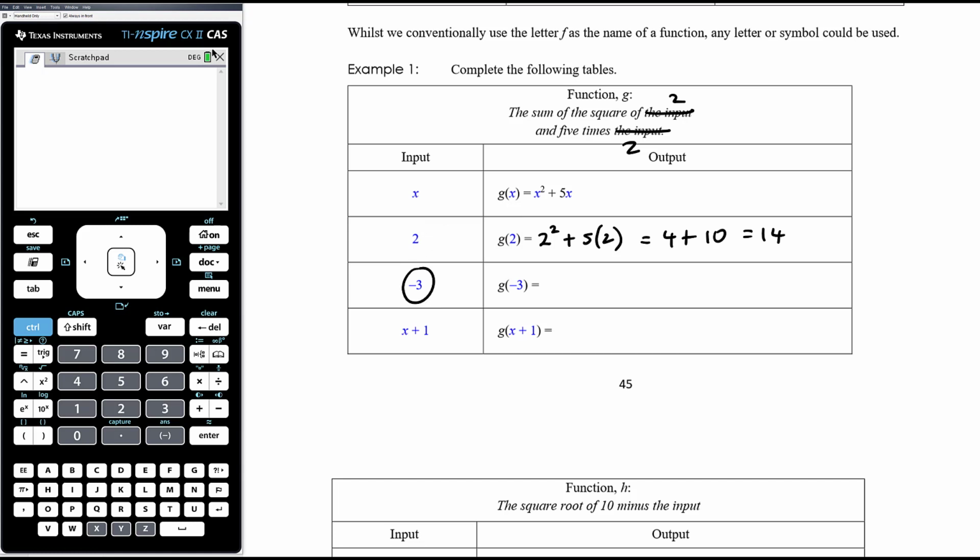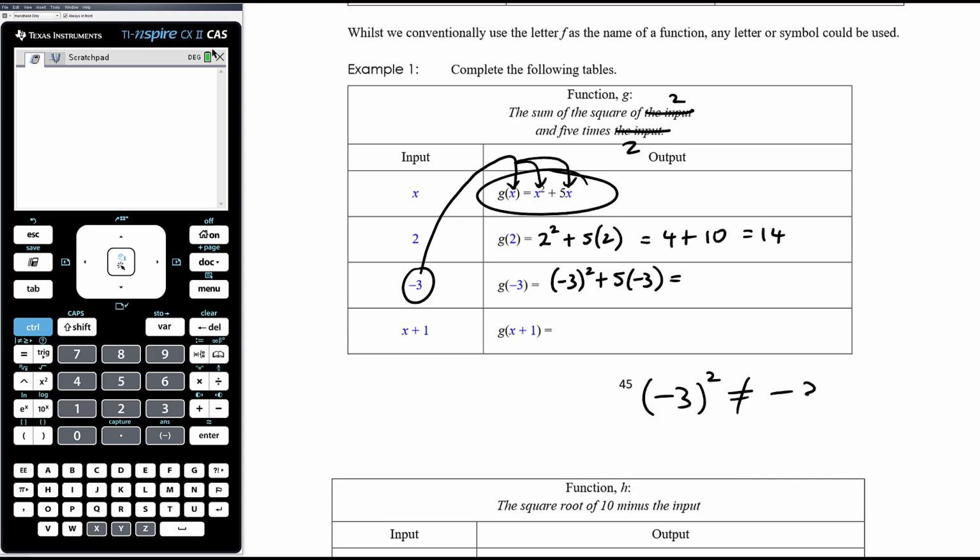If our input is negative 3, you can think about it algebraically. We're just replacing the x value with negative 3. So it becomes negative 3 all squared plus 5 times negative 3. Please be careful how we write negative 3 all squared. Negative 3 all squared is not the same as negative 3 squared. This is equal to positive 9, this is equal to negative 9.